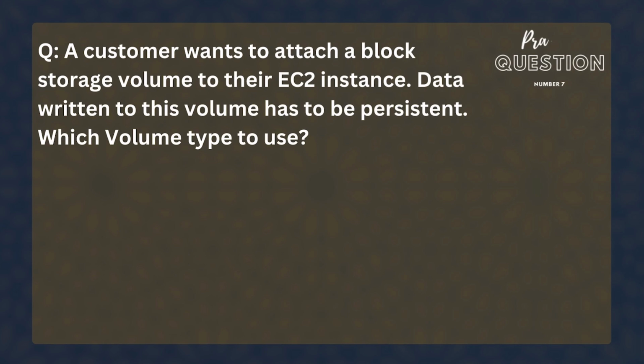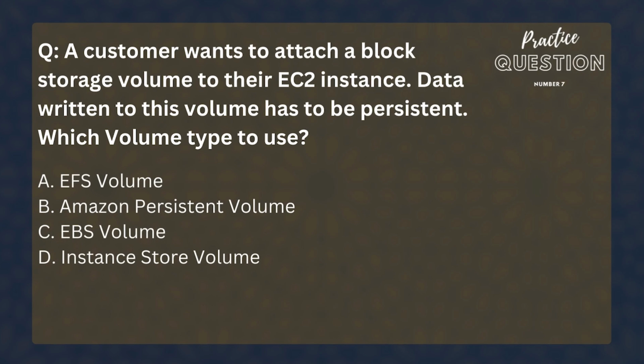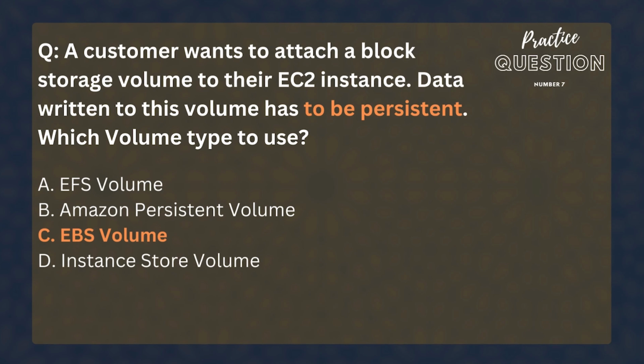A customer wants to attach a block storage volume to their EC2 instance. Data written to this volume has to be persistent. Which volume type to use? EFS volume, Amazon Persistent Volume, EBS volume, Instance Store Volume. That was an easy question. It is for sure the EBS volume that can store data on it persistently.